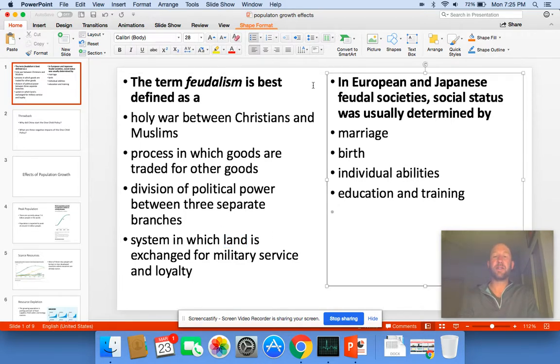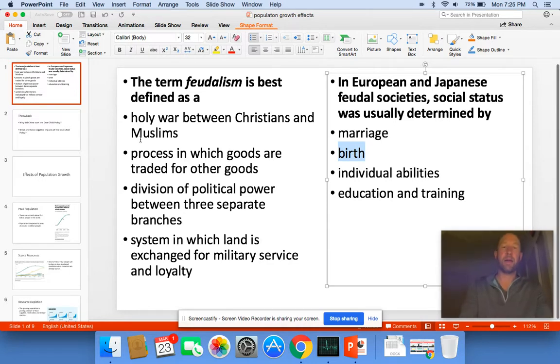Maybe even easier is our second buzzer beater. In European and Japanese societies, feudal social status was usually determined by, and we know in our social hierarchy, feudalism has four classes: king, noble, knight, peasant, based on birth. All right, I'm sure you guys rock that out.